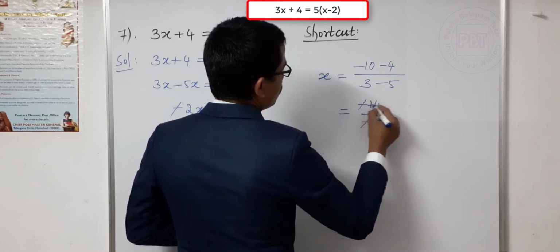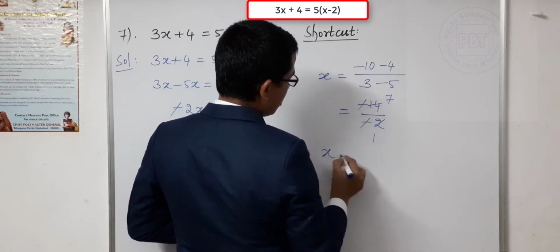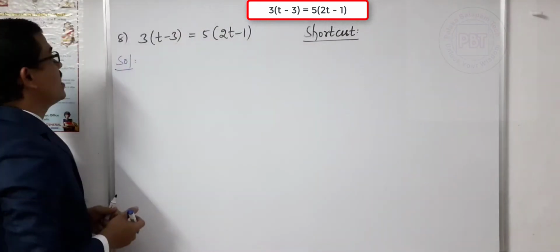2 sevens are 14. Therefore, the x value is 7. Now let us see the 8th question.